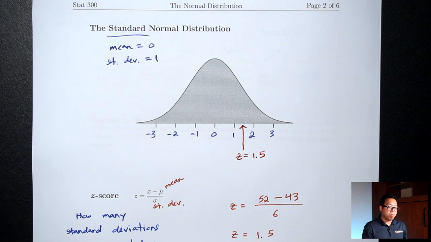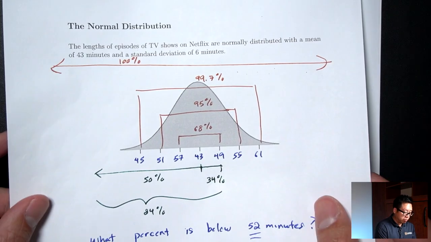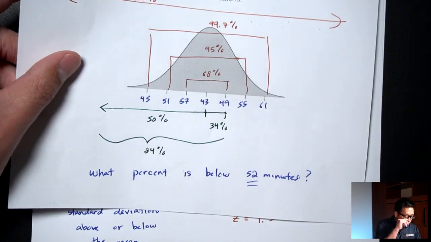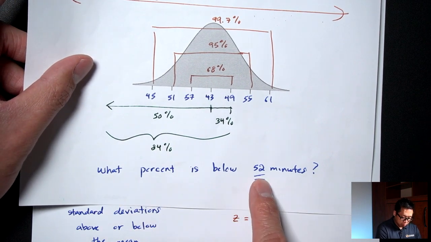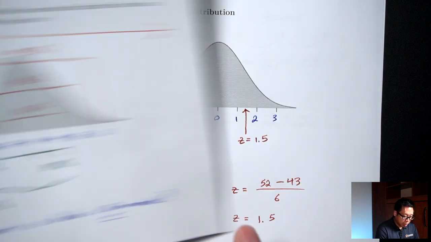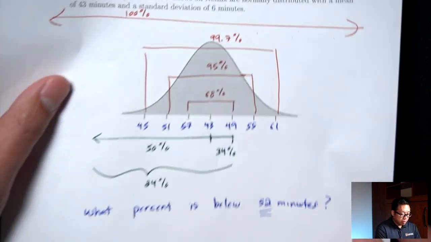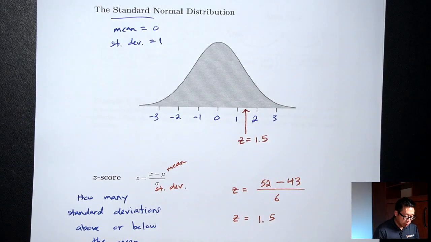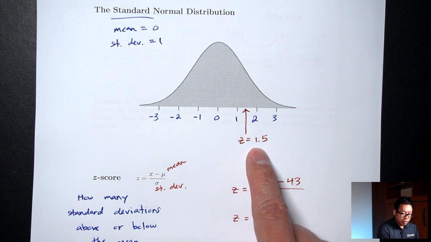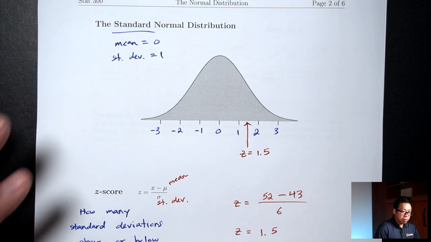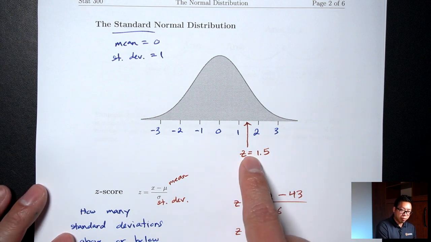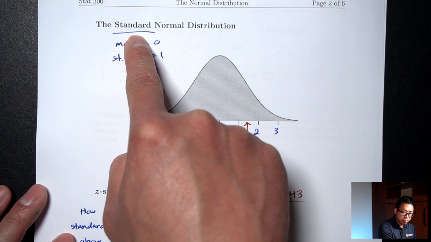Now, why did I want to convert from a non-standard picture to a standard picture? Well, we were interested in what percent is below 52. And we know 52 now goes with the 1.5. So what percent is below 52 is going to be the same as what percent is below 1.5. And I can answer the question on the standard normal picture because I have a calculator that will tell me what percent is below 1.5 on the standard normal picture.